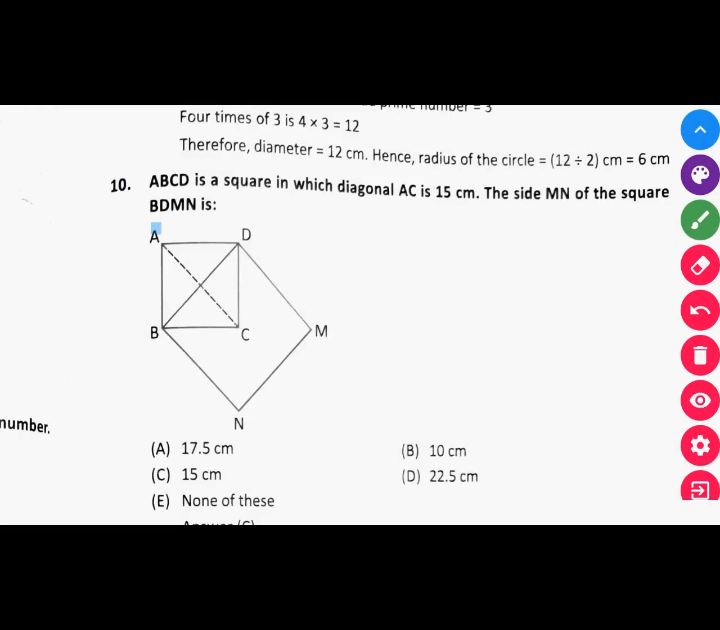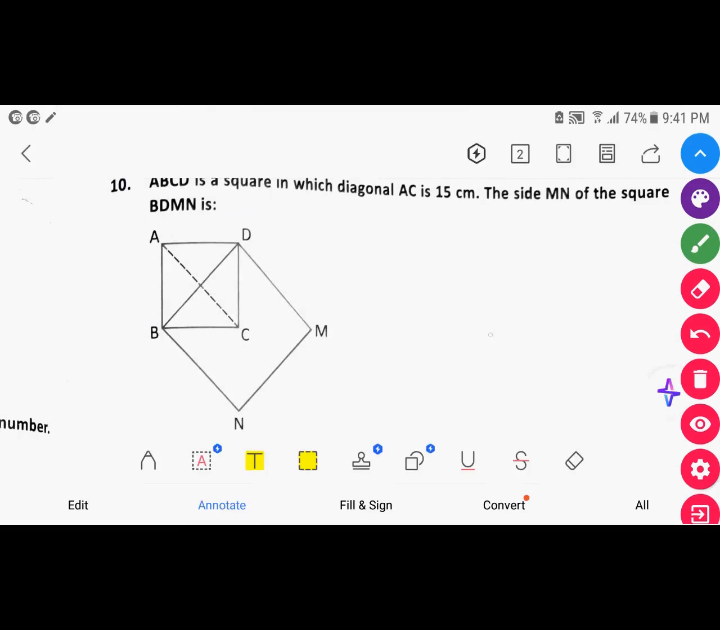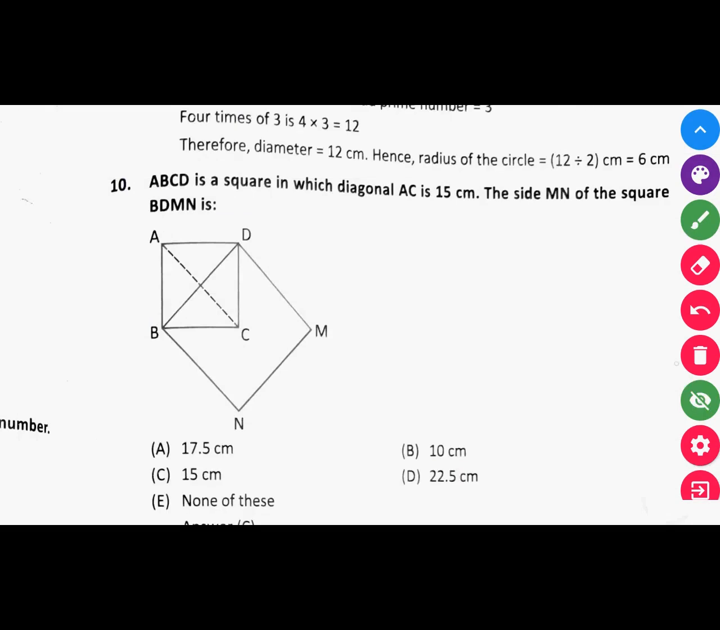ABCD is a square. It is a square. So you know the condition of square, that all sides are of equal length and equal angle, which is of 90 degree.